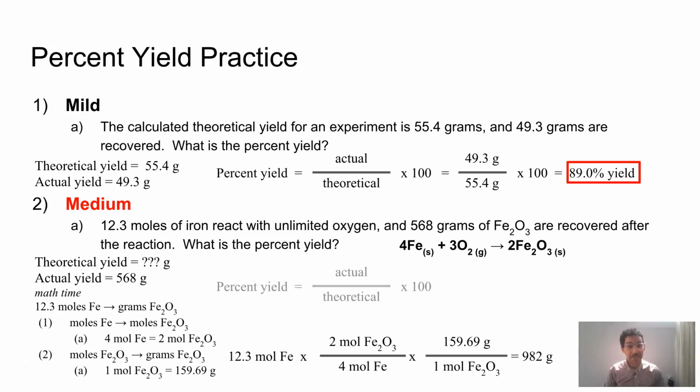So now that I have my theoretical yield, I can plug into this equation and I can say, all right, my actual of 516.8 divided by my theoretical of 982 times 100 gives me a 57.8% yield. Neat. Maybe we should look at one more example. Should we look at one more example?